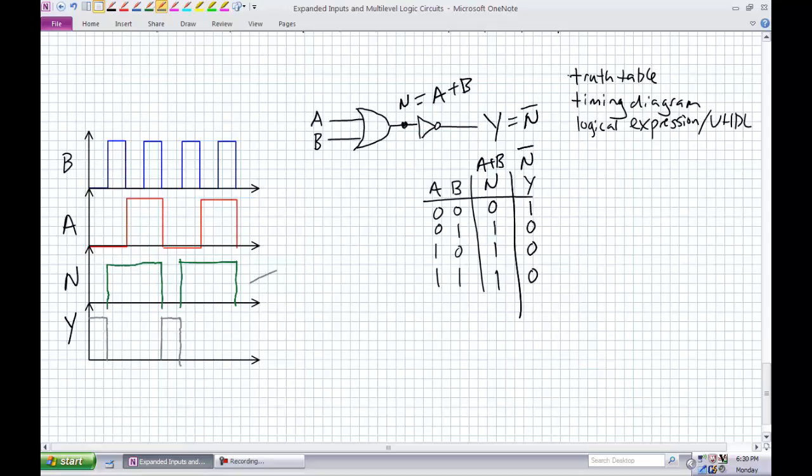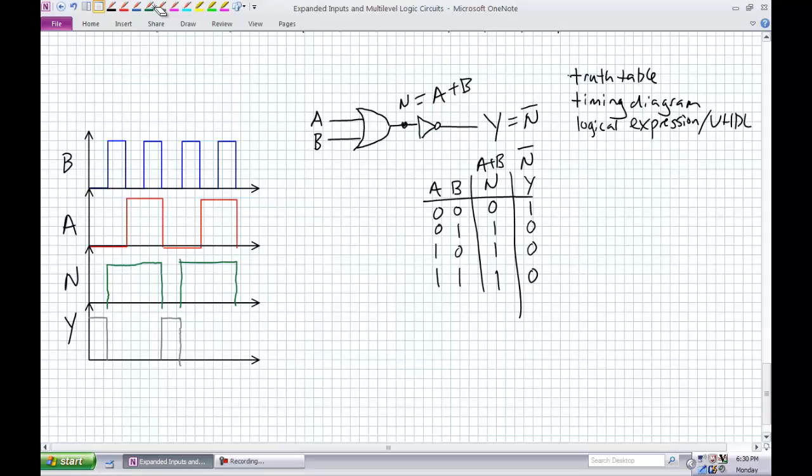Okay, you're authorized to do this. You're authorized to insert truth tables, or excuse me, timing diagrams off to the side. You can write them out and erase them. I don't care how you do these things. Just stay organized. Just having these intermediary values really helps out.